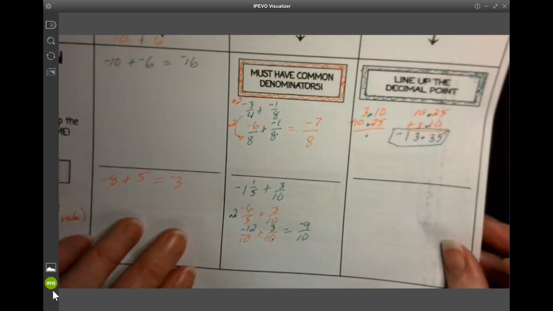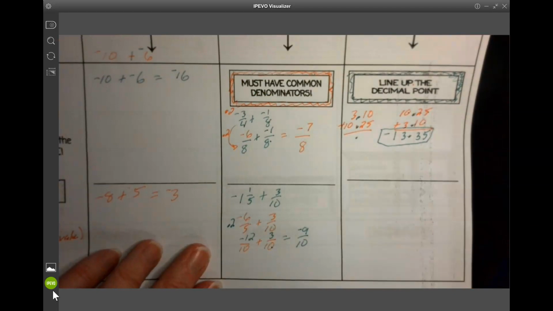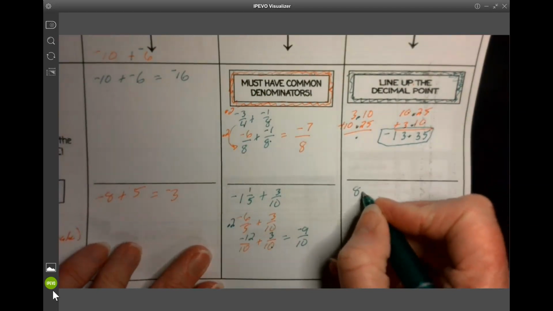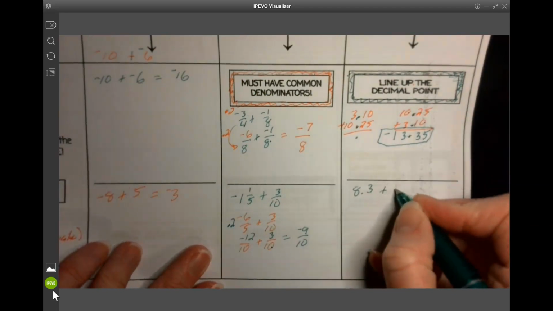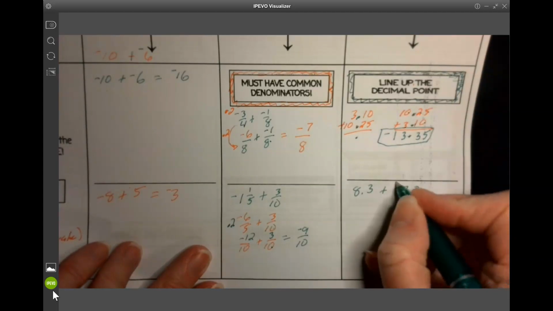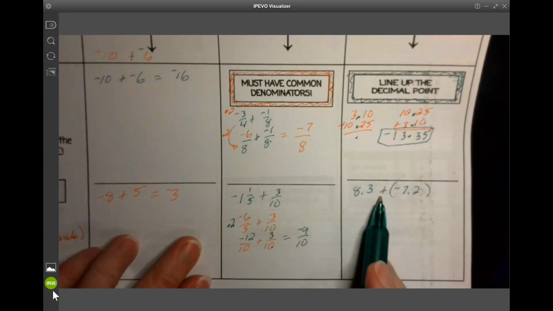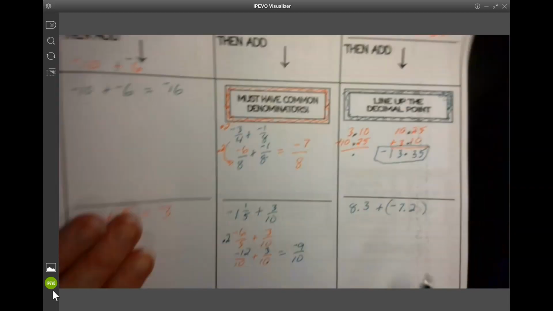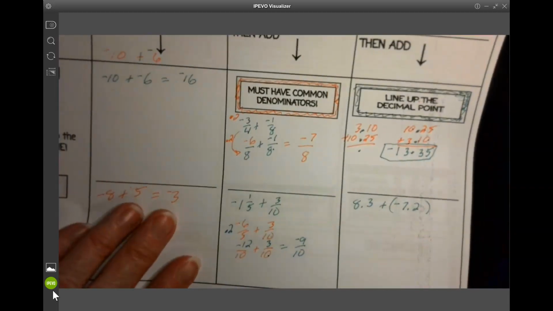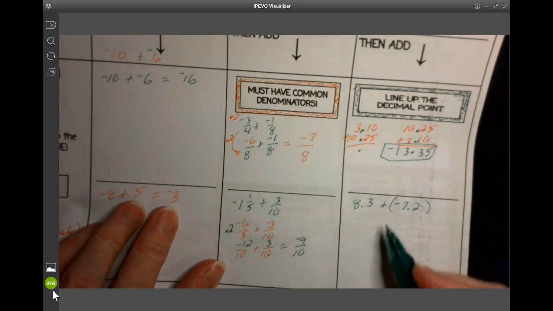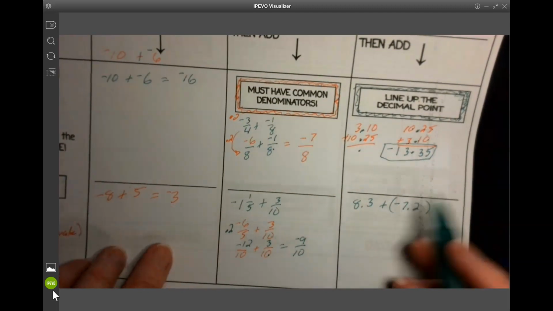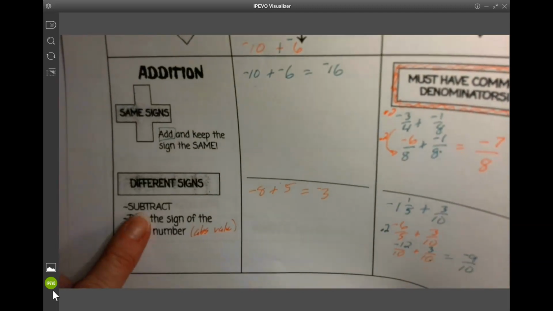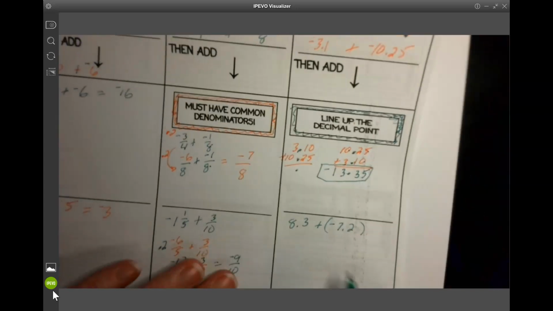Let's do one of those where the signs are different. So I'm going to just give you a problem. 8.3 plus negative 7.2. Now look, once again, I don't have a line to cross, so I can't cross a line. I don't change my signs. Okay? Oh, that all rhymed. So now my signs are different, so what do I do? I subtract.